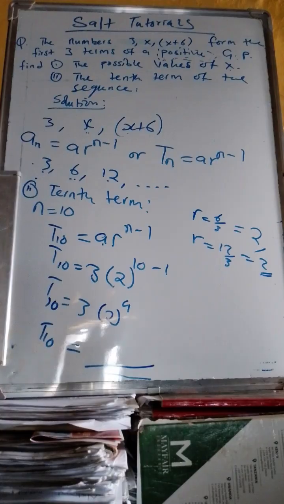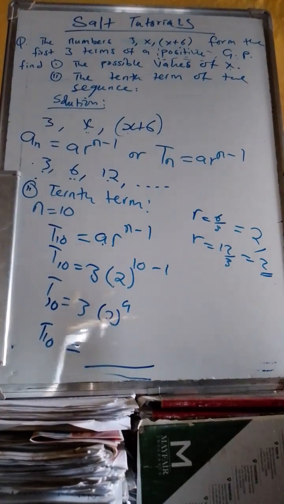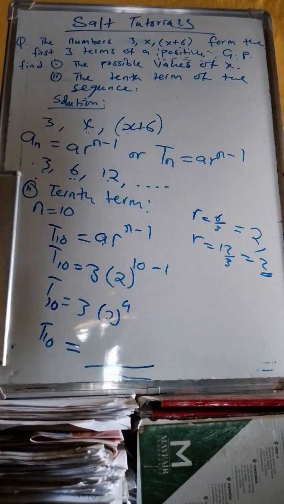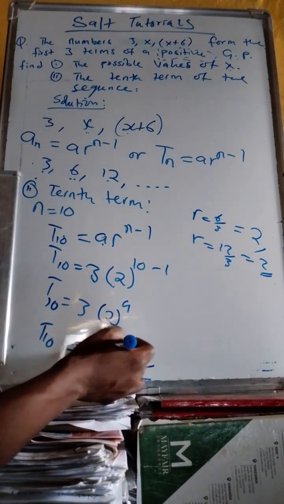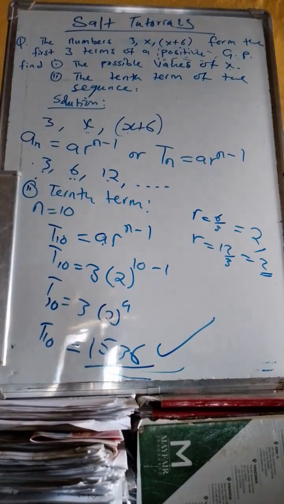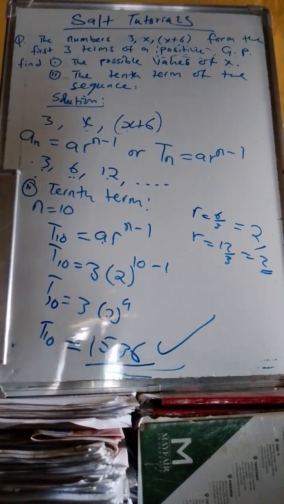So your calculator should work that out. Do I have a calculator myself? So we are simply saying 2 power 9, the answer multiplied by 3, which should be equal to 1536. I don't know if my calculator is shy. 1536 should be the 10th term. And you are done. I'm sure it makes sense. Thank you very much.